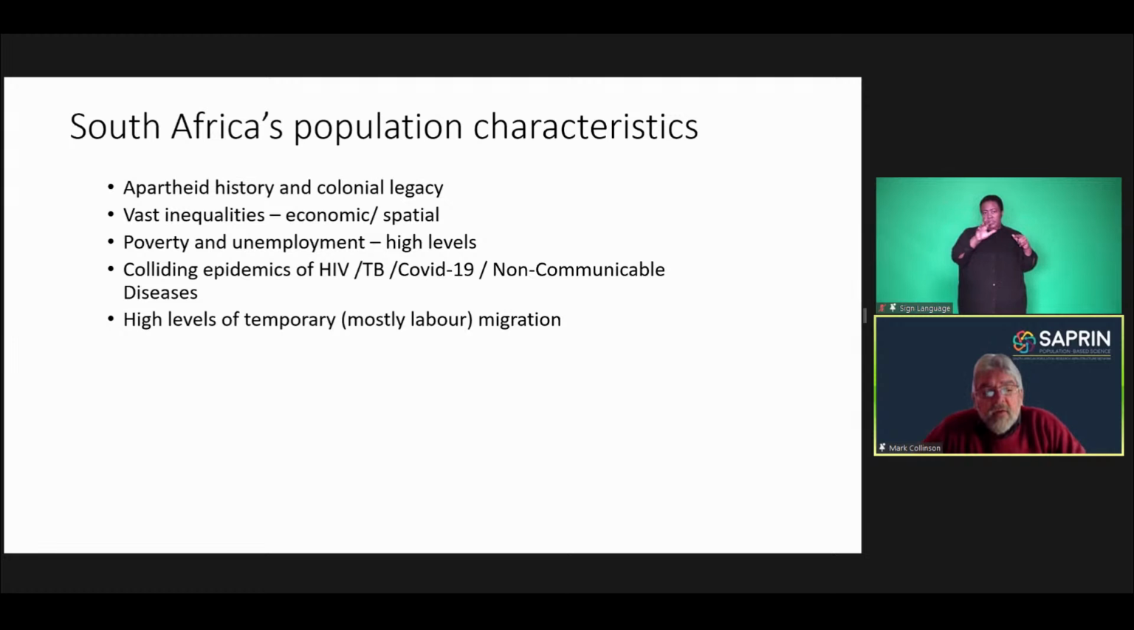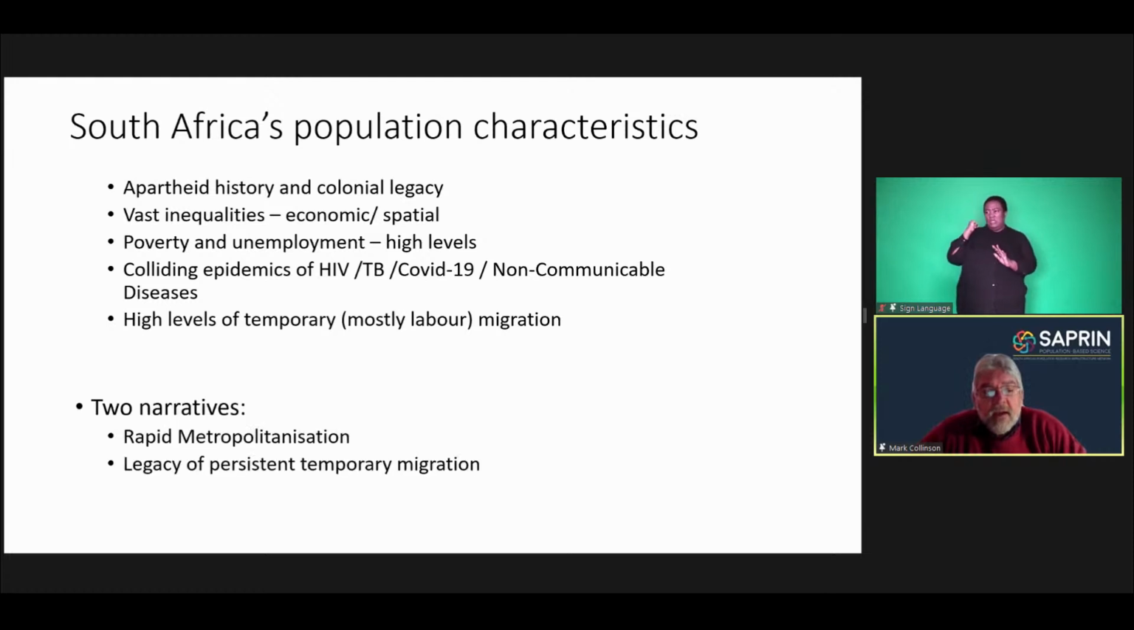Then the health part is important. Some of this started coming up yesterday. HIV, TB, COVID-19 now in the country, non-communicable diseases occurring very rapidly, increasing these epidemics, as Armstrong was showing us yesterday. And the concept of temporary, mostly labor migration being at high levels. Now, this leads us into two narratives. And my main input here today is wanting to have a look at these two narratives.